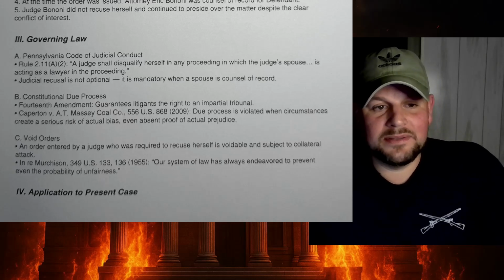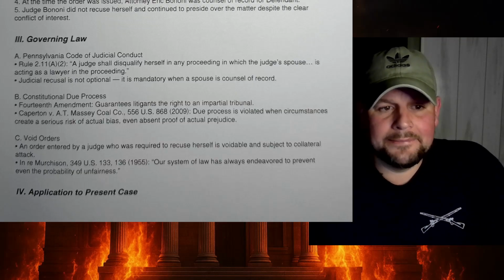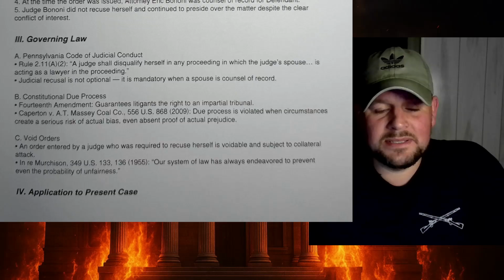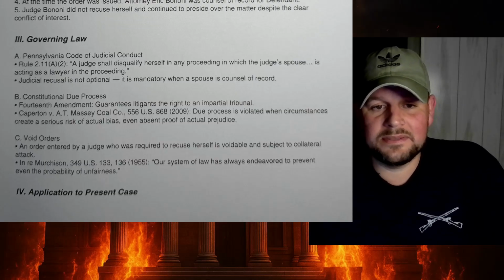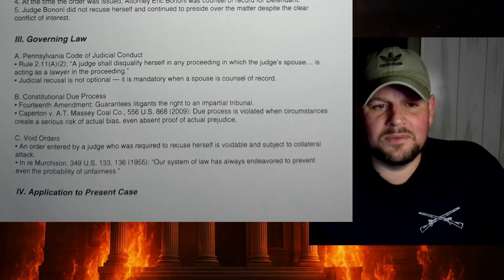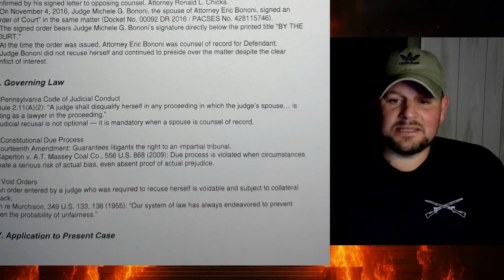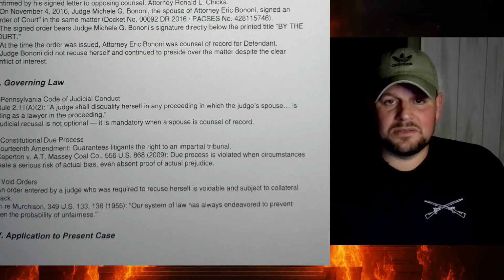C. Void orders. An order entered by a judge who is required to recuse herself is voidable and subject to collateral attack. In re Murchison, 349 U.S. 133, 136, 1955: our system of law has always endeavored to prevent even the probability of unfairness. So if it looks unfair, if it may be unfair, if there's a slight chance it could be unfair, they should be recused and move on and be done with it and assign it to somebody else. That's what that means.